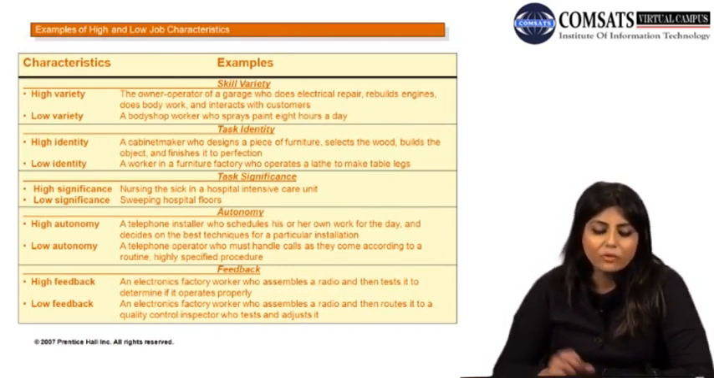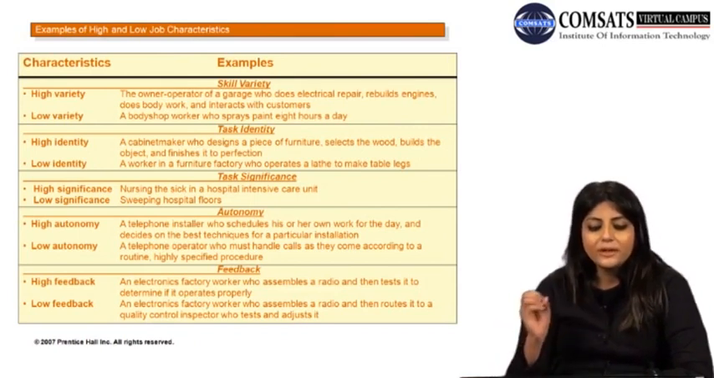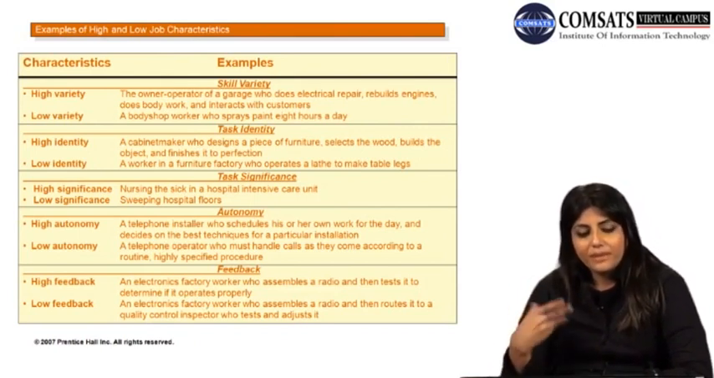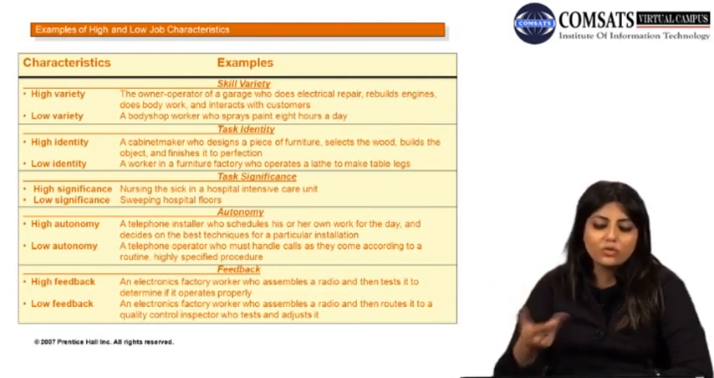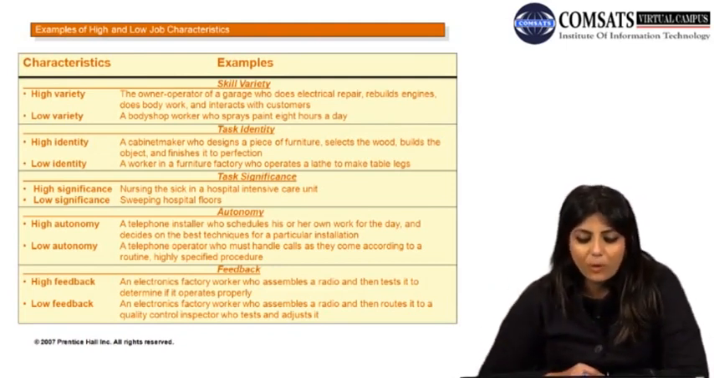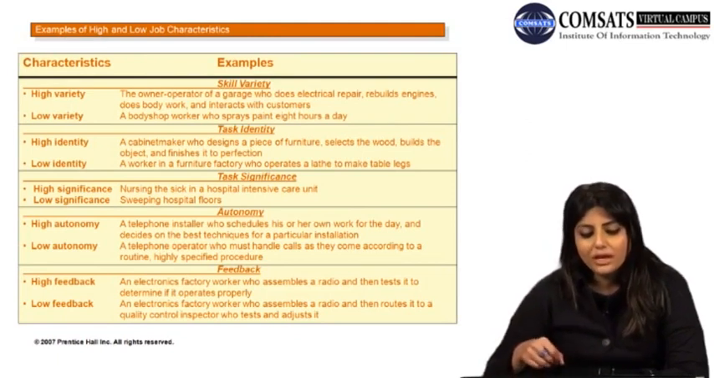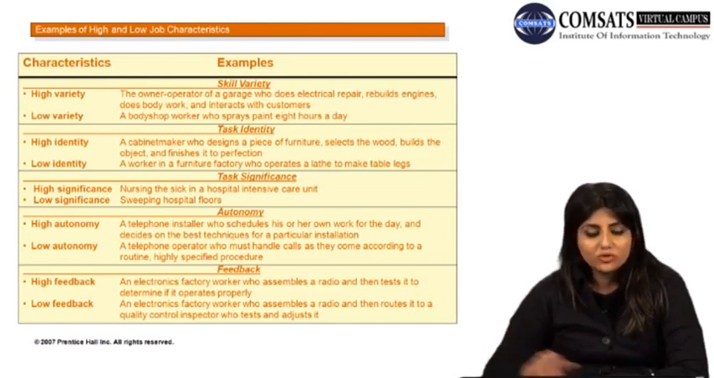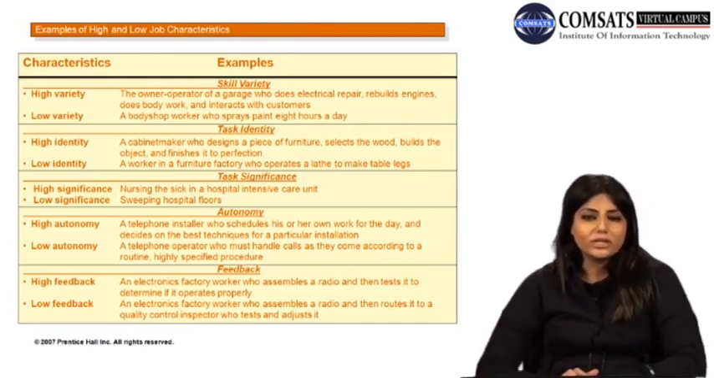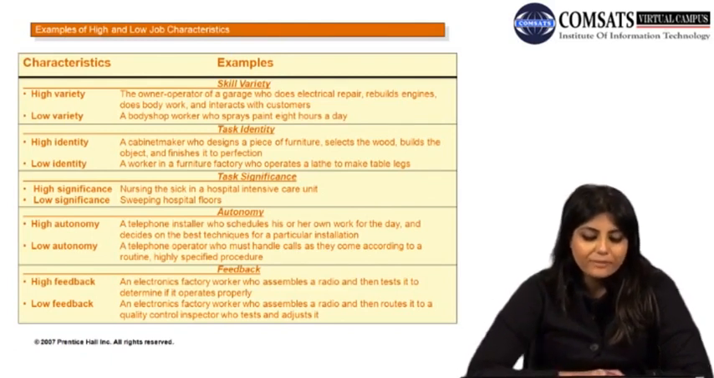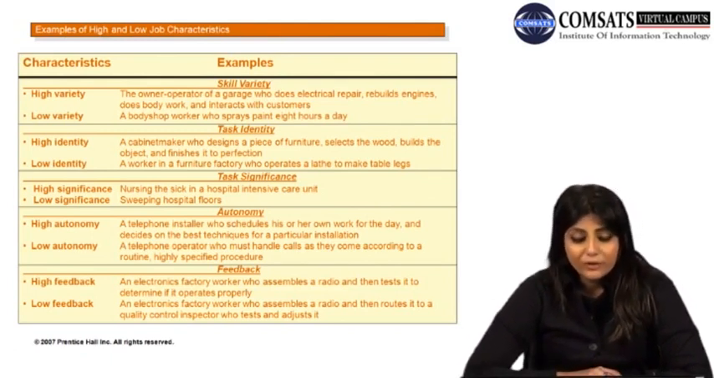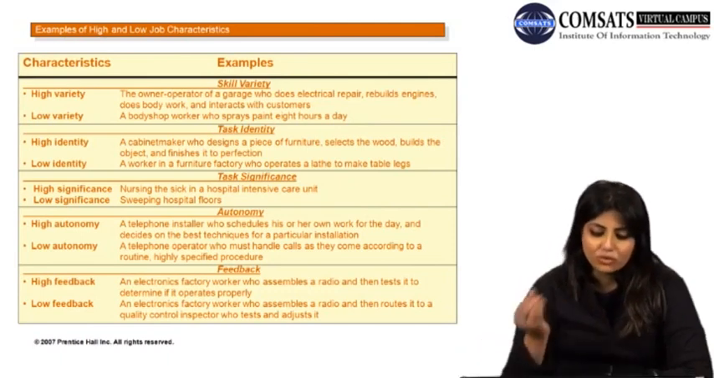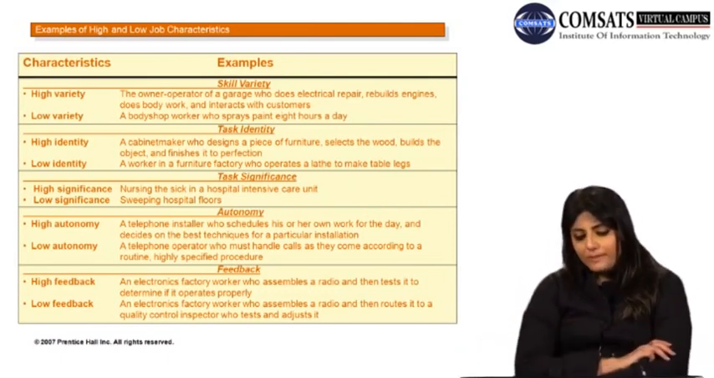Then high autonomy is where you have more power and more responsibility in your job, and you can make your decisions. You have certain discretion in the job. Low autonomy is such as the job of a telephone operator who only has to handle phone calls, and he has a highly specified procedure for how he has to handle those calls. That is a low autonomous job. And then the degree of feedback can vary. So we have high feedback, wherein an electronics factory worker assembles a radio and then tests it to determine if it operates properly, and the low feedback situation, those jobs wherein there is no feedback possible, or the feedback is very low.